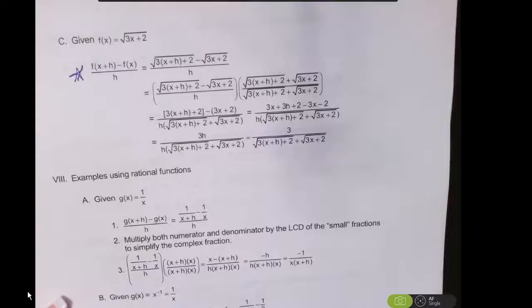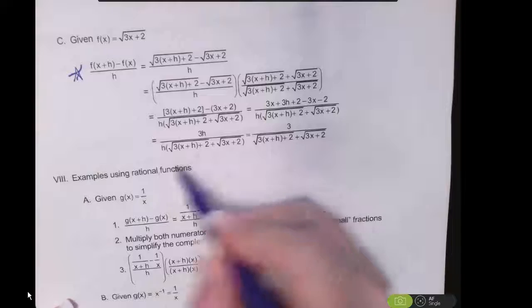So copy those examples down, and I'm going to work out some examples using rational functions from start to finish, and then you'll have a chance to practice.